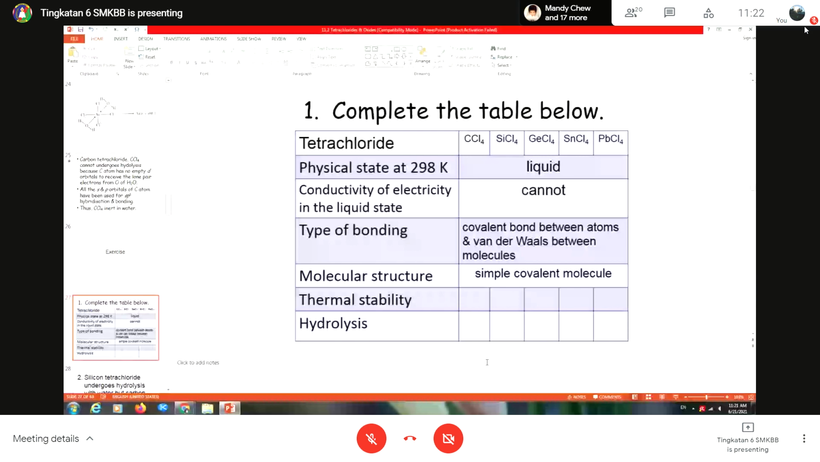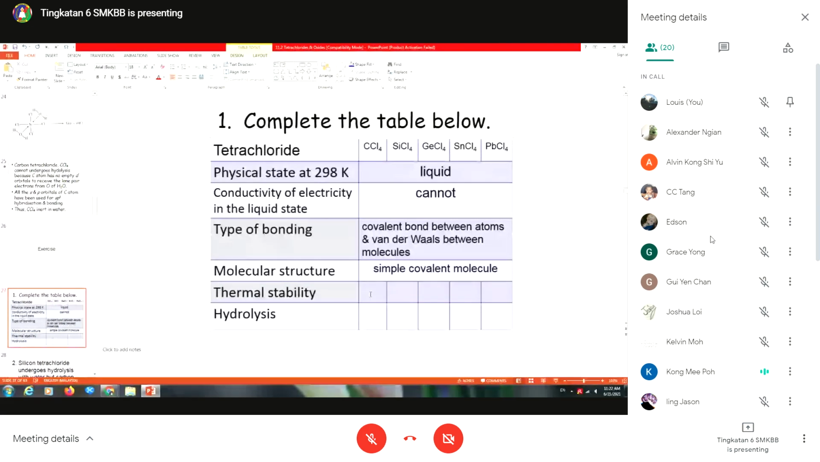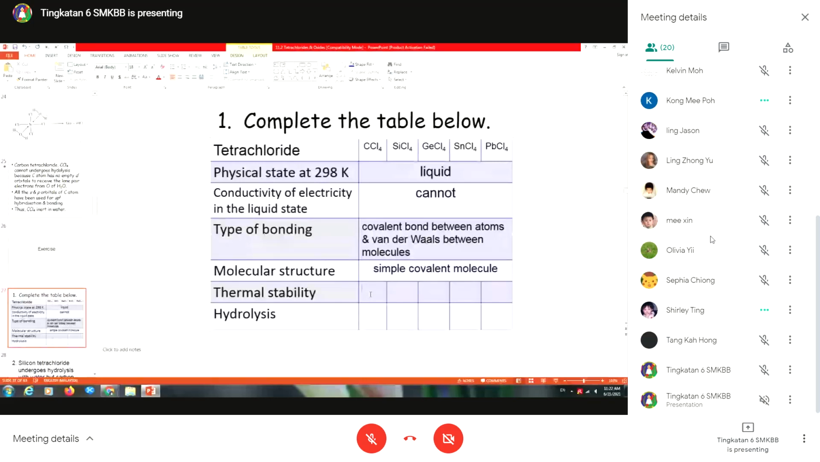Okay, CCl4, stable or decompose? That means when you heat, will it decompose? If it cannot decompose, it is stable. We just went through thermal stability, Shelley. So CCl4, is it stable under high heat? Stable or decompose? Stable. Okay, stable.